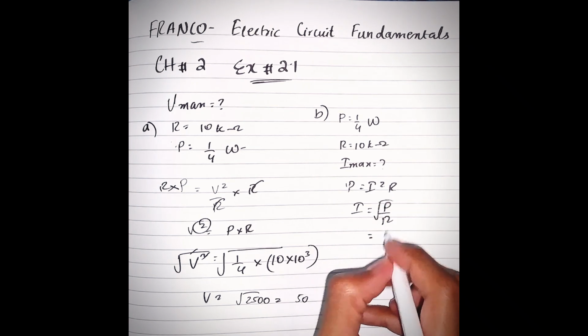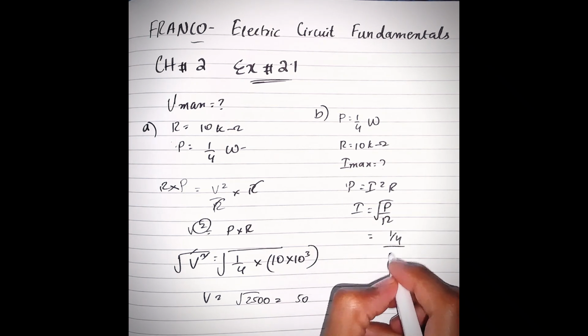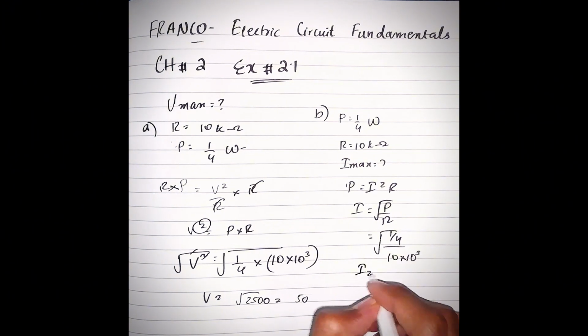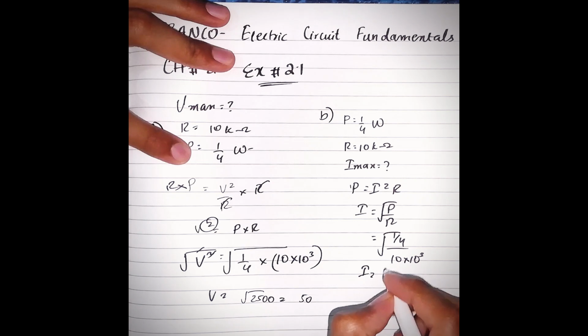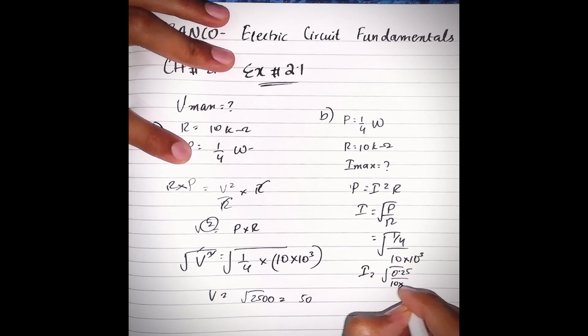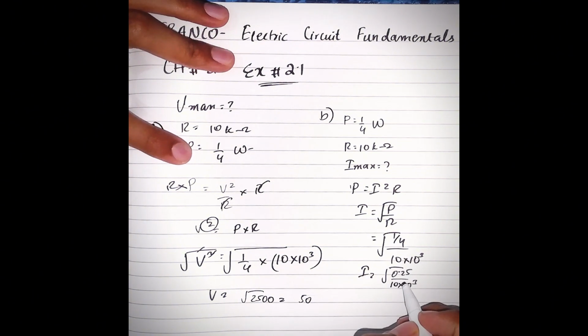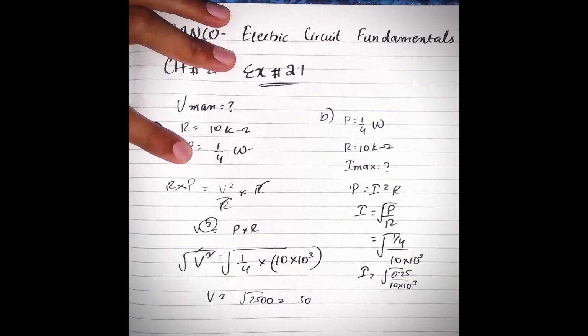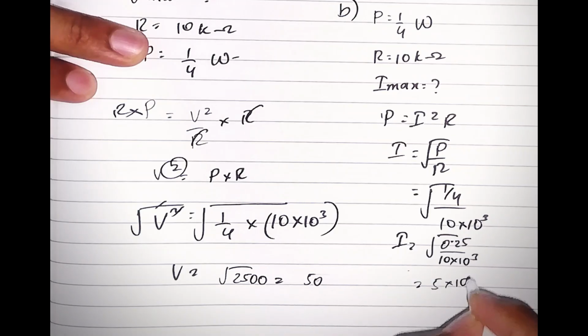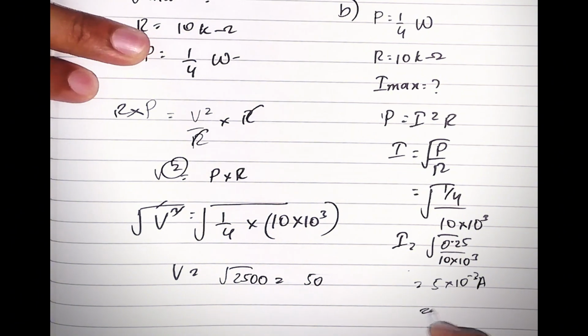So P is actually 1 divided by 4. R is actually 10 times 10 to the power 3. This will be under root. So we will have I is equal to, now 1 divided by 4 is actually 0.25. And you know this step is actually very important. You know why? Because if you directly put this 1 by 4 into the calculator, you will get a wrong answer. So you have to write 0.25 divided by 10 multiplied by 10 to the power 3. So now the answer will be 5 times 10 to the power negative 3 ampere, which is actually 5 milliampere.